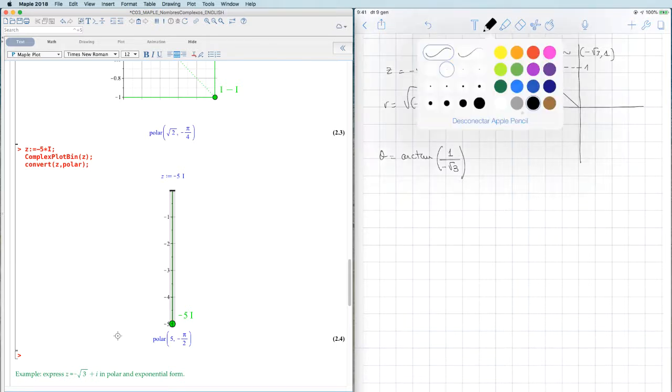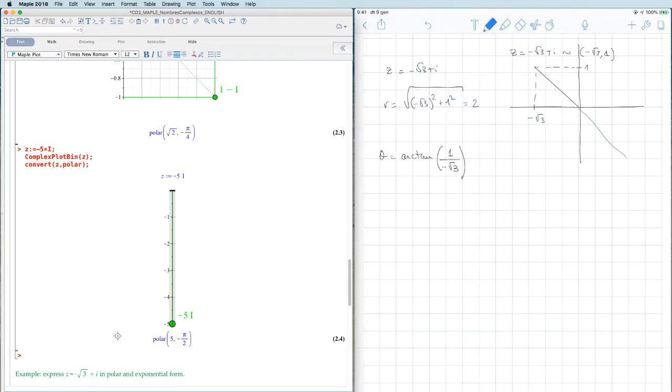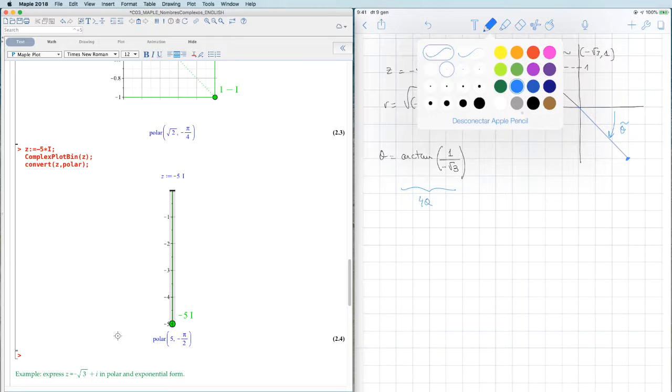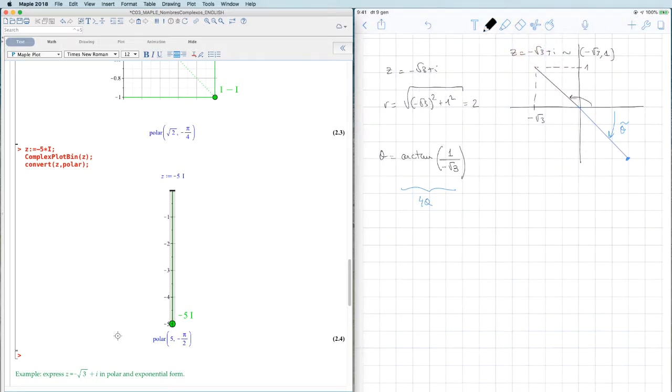But remember that when we use the arctangent, we only get values in the first and fourth quadrants. So this is either Q1 or Q4. In this case, it's going to be the fourth quadrant. So this is the arctangent, the value that we are going to get. But our argument is this one. So how do we move from one to the other? We have to add pi. So in this case, the argument is going to be given by the arctangent plus pi.